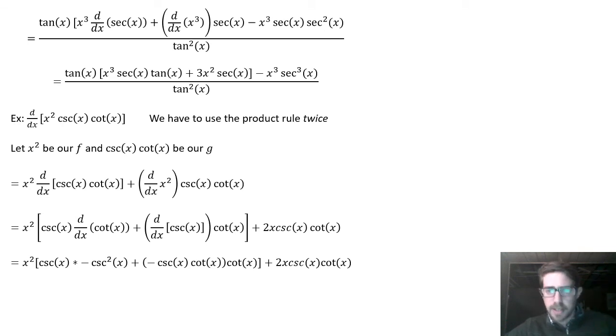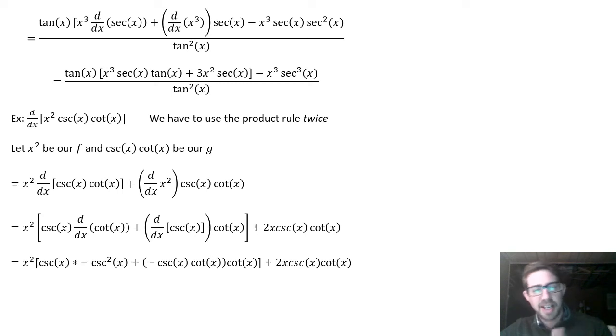Okay, so just working inside of those brackets now, it's cosecant of x times the derivative of cotangent, which is negative cosecant squared, plus the derivative of cosecant, which is negative itself times cotangent, times the second, which is cotangent. All right, and then plus that last term, which is already dealt with. Okay, so again, if you left it here, I wouldn't mark it wrong. All right, so it's ugly, but you could leave it right here.